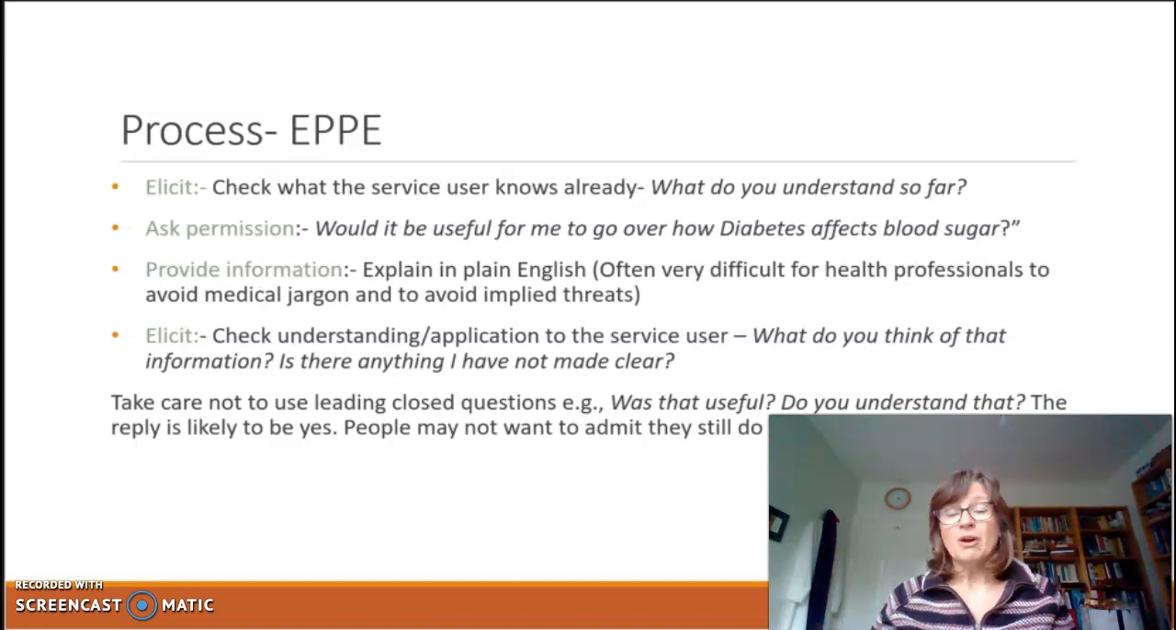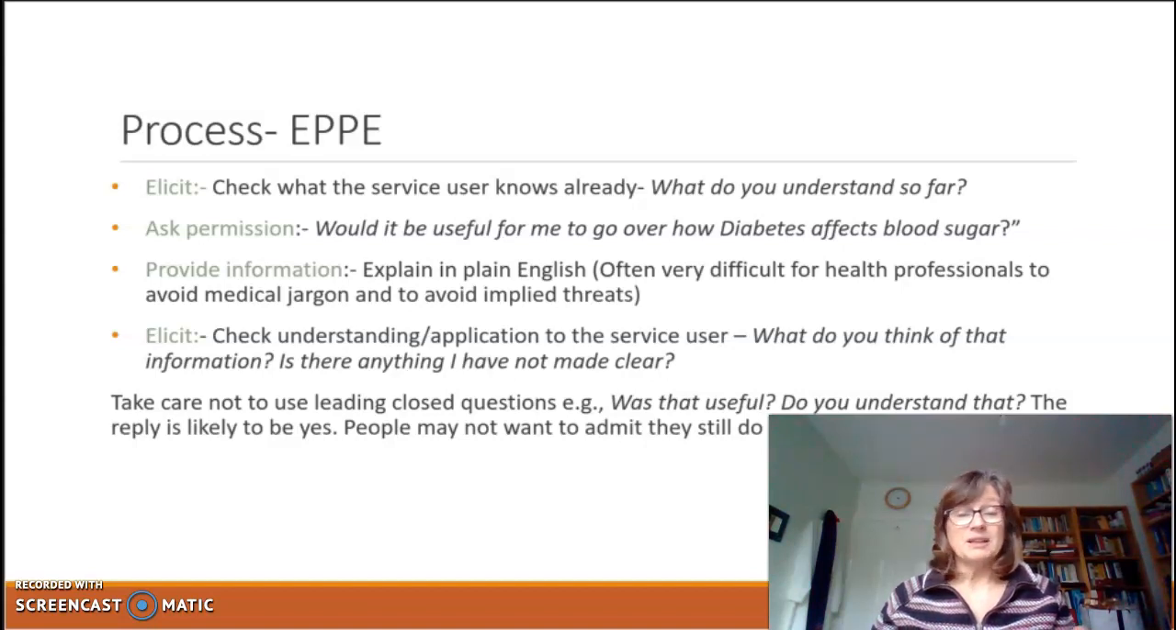Then we want to ask permission to fill in that gap, knowledge gap. And bear in mind, people have a right to say no to this. Would it be useful for me to go over how diabetes affects blood sugar? That's just one example. Most often people are going to say, actually, yes, it would really help. So we found out what they know. We asked permission to give them some information, and then we actually give them information.